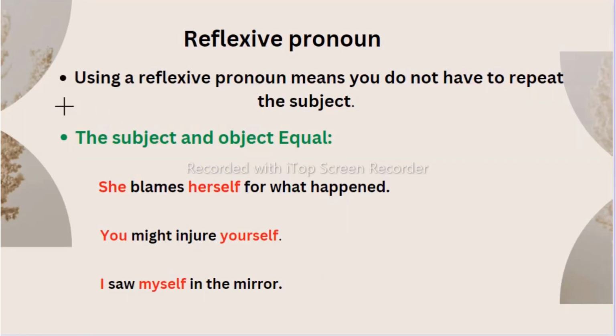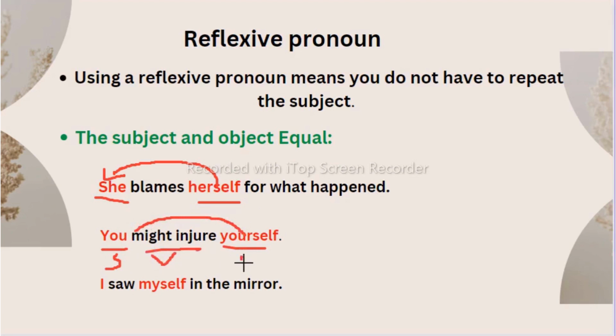So why are we using the reflexive pronoun? Using a reflexive pronoun means you do not have to repeat the subject. For example, you can see here, she blames herself for what happened. So this she and this herself reflect back to she. This is reflecting back to the subject. She blames herself for what happened. You might injure yourself. This you, which is a subject, and this yourself is reflecting back to the subject. Injure is a verb, and this is the object of this verb.